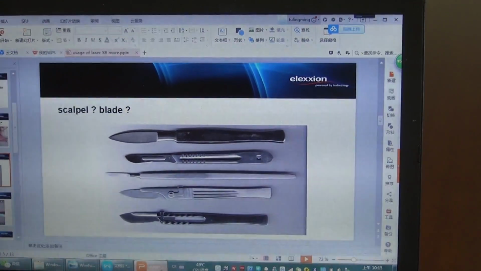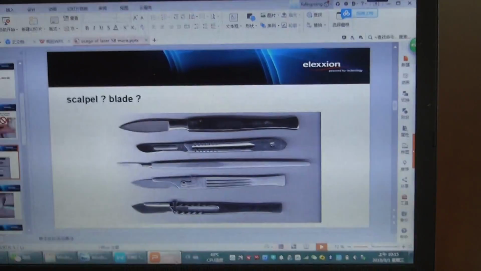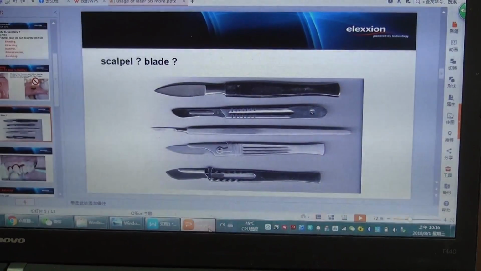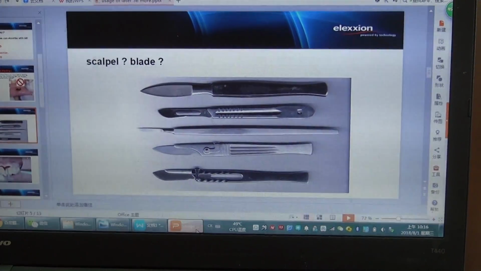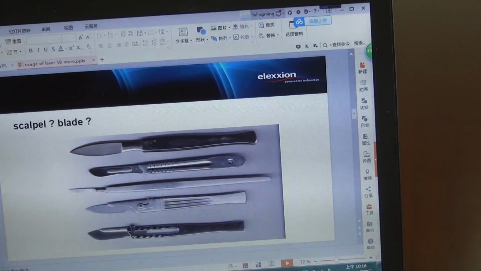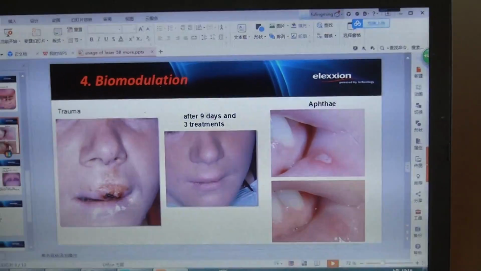Laser is a kind of useful equipment, a useful tool, and our company will be in charge of doing a lot of training, in order to make sure that after buying the laser equipment, the doctors know how to use it.